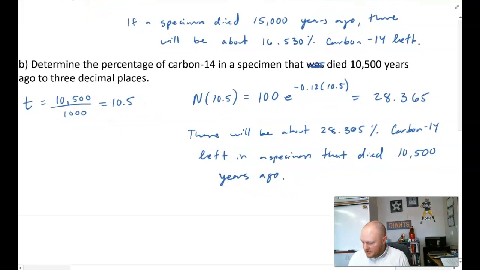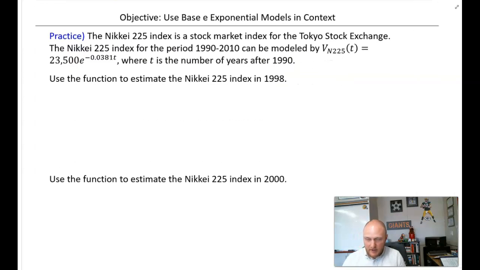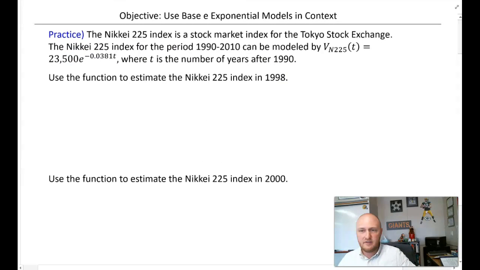All right, I do have some practice problems for you here. So here is a problem. Please go ahead, pause the video, and then you're going to estimate. Here they're talking about, I think it's called the Nikkei 225 index, a stock market index for the Tokyo Stock Exchange. Find out how much it was valued at in 1998 and in 2000. Go ahead, pause the video, and I'll have the answers here for you in a second.